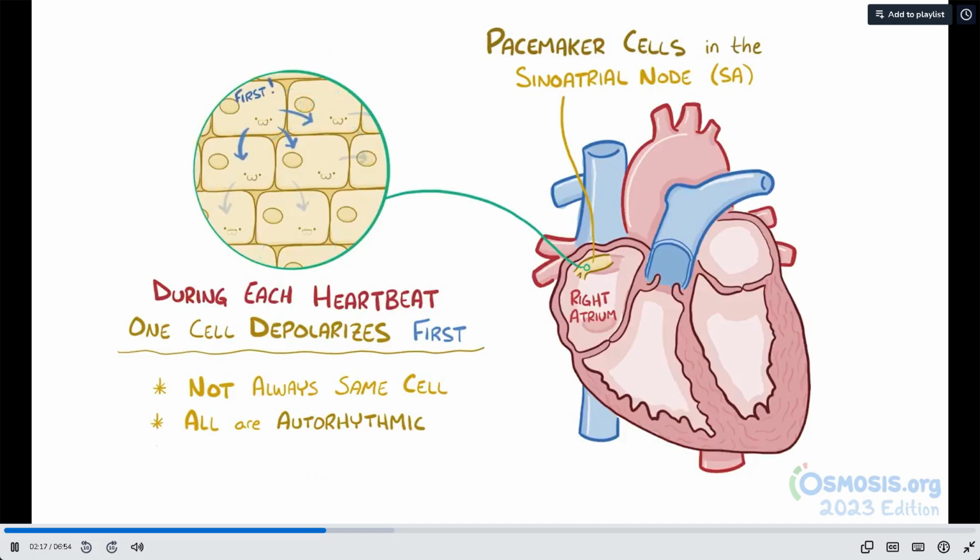So as a group, the pacemaker cells of the SA node act like a drill sergeant that gives orders to the rest of the heart. They decide when the heart contracts and when it relaxes, so they set the heart rate.